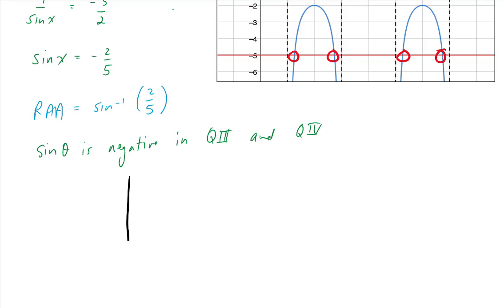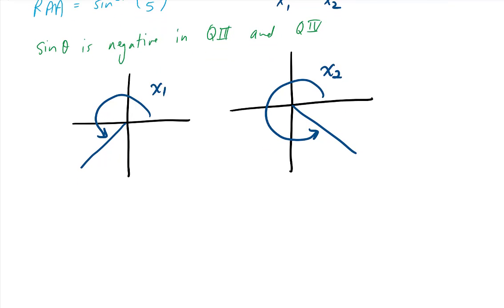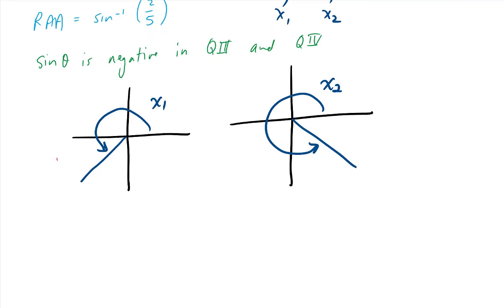So next step, of course, is to draw our 2 rotation angles, our first 2. Our related acute angle is right here, our RAA. So our first x value then, x1, is equal to pi plus sine inverse of 2/5. And our second angle is going to be 2 pi minus the sine inverse of 2/5.